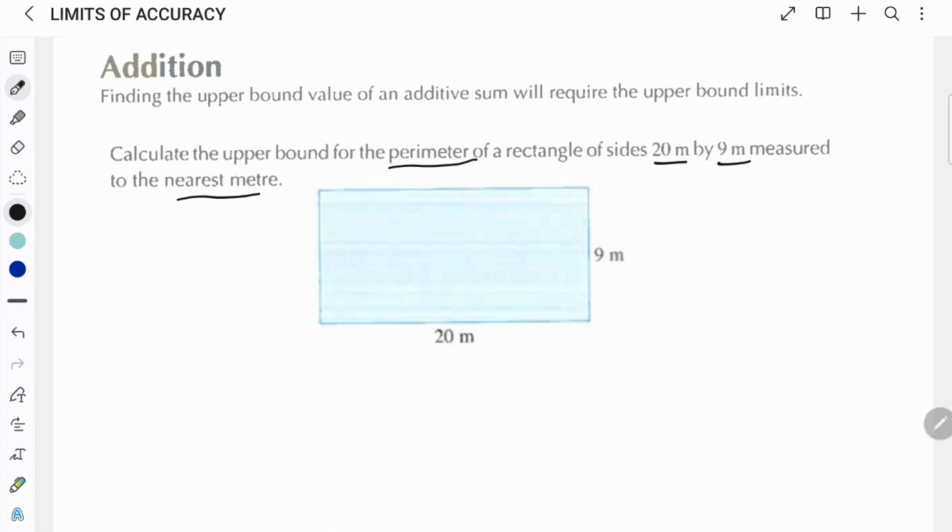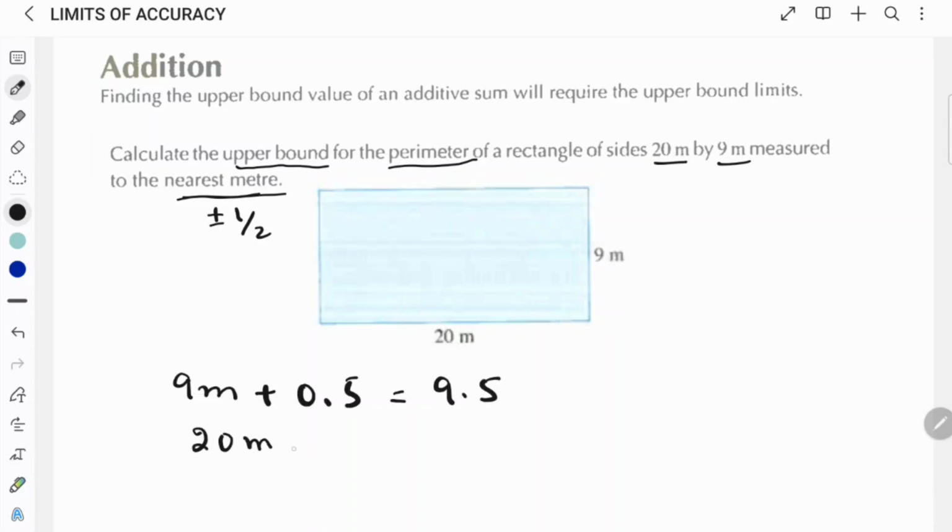First of all, find out all the upper bounds and only upper bounds, not the lower bound, because the question is about the upper bound. The length and width are given in the question. 9 meters to the nearest meter. Nearest means 1 upon 2, so in this case you add and subtract 0.5. So 9 meters plus 0.5 is 9.5, and 20 meters plus 0.5 is 20.5. These two values are there for the range given.